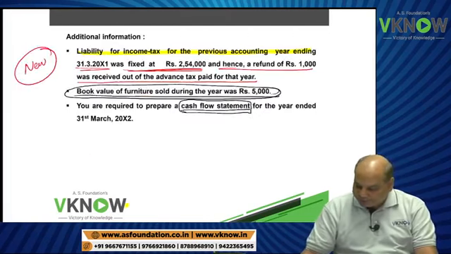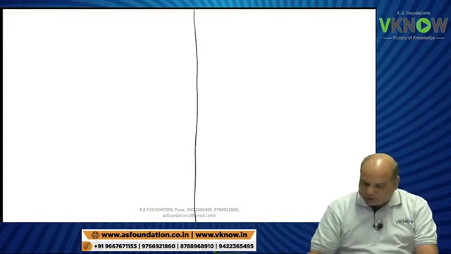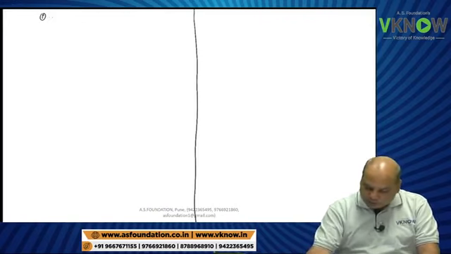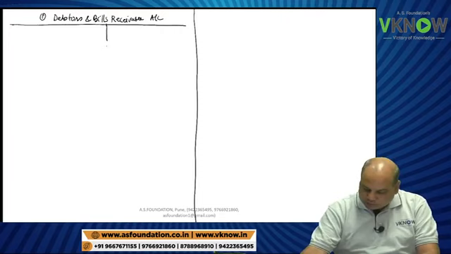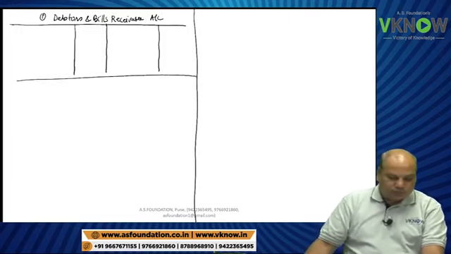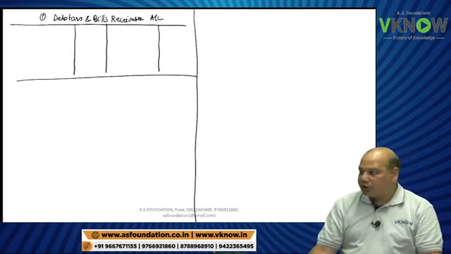Next point. So write down working notes. A little different problem than usual. So here I will prepare debtors and bills receivable account together. This will help us to find out collection from debtor.